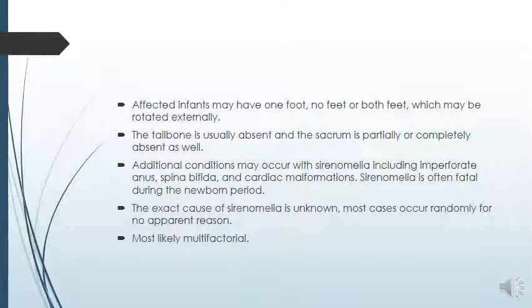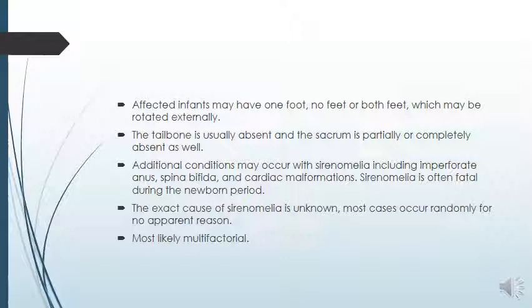Individuals that have this syndrome may have 1 foot, no feet, or both feet, which may be rotated externally. The tailbone is usually absent, and the sacrum is partially or completely absent as well. Additional conditions may occur with sirenomelia, including imperforate anus, spina bifida, and cardiac malformations. Sirenomelia is often fatal during the newborn period.